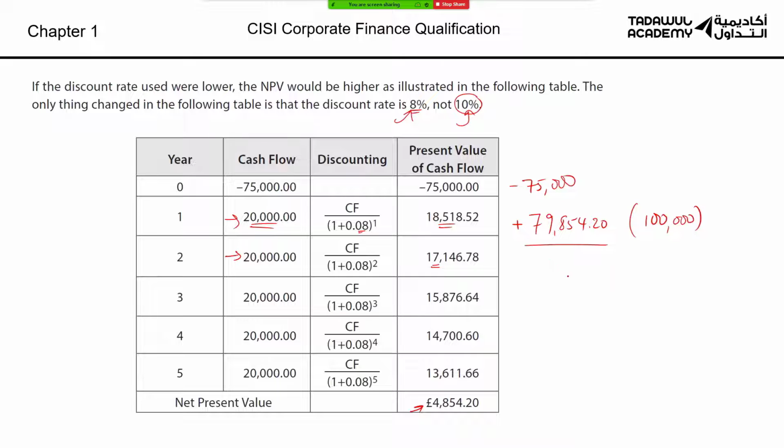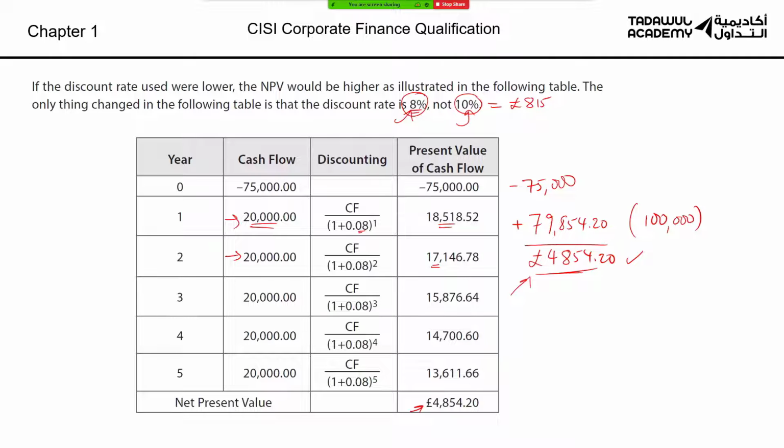So the present value of this investment is actually 4,854.20. You see how much it has jumped? In the previous case, when the discount rate was 10%, the present value of that investment was 815. When the discount rate was 8%, the present value of that investment is 4,854. So because money is losing value at a lesser rate, this project is now valued more.